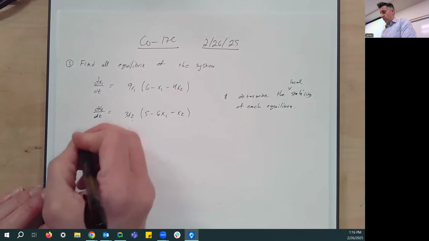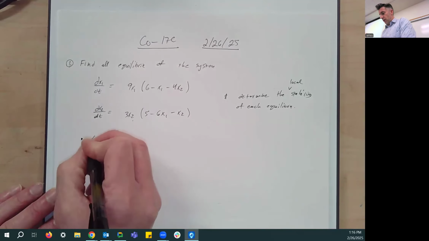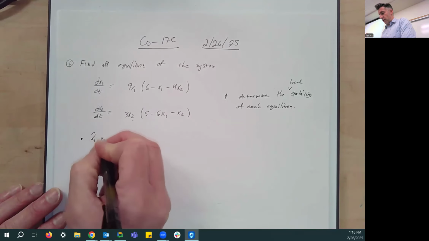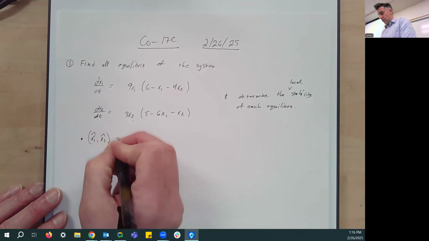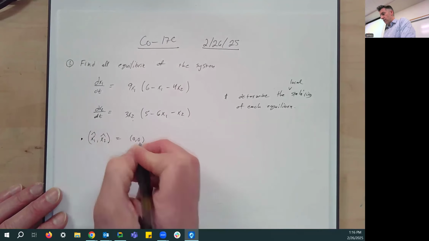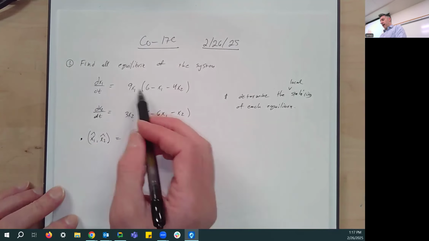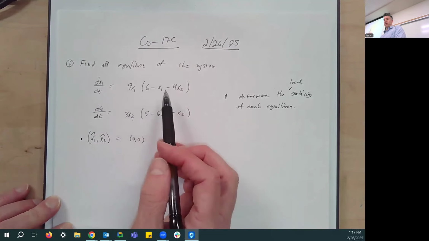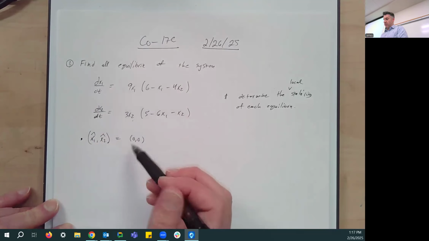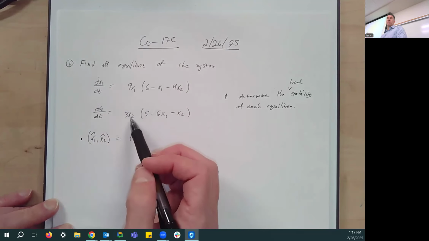So one of our equilibria is going to be x1 hat, x2 hat equal to 0, 0. But there's going to be at least a few more. At least there's going to be 3 more, actually. So here's how we're going to find all of them. We're going to set each factor in combination equal to 0. So to find this one, I set 9x1 and 3x2 both equal to 0.